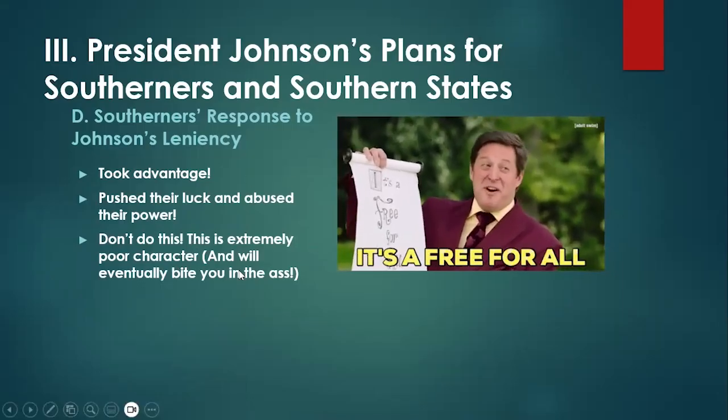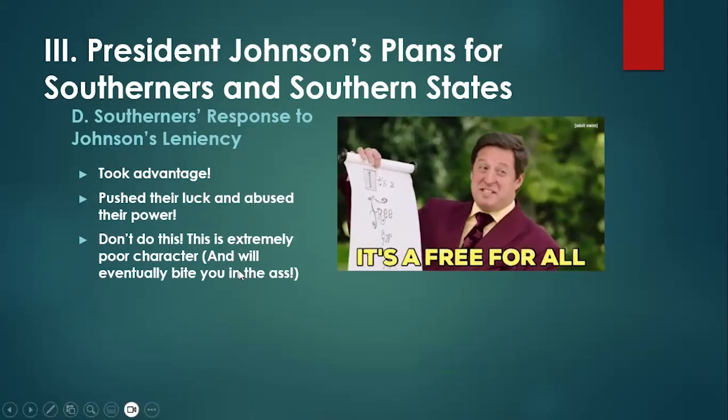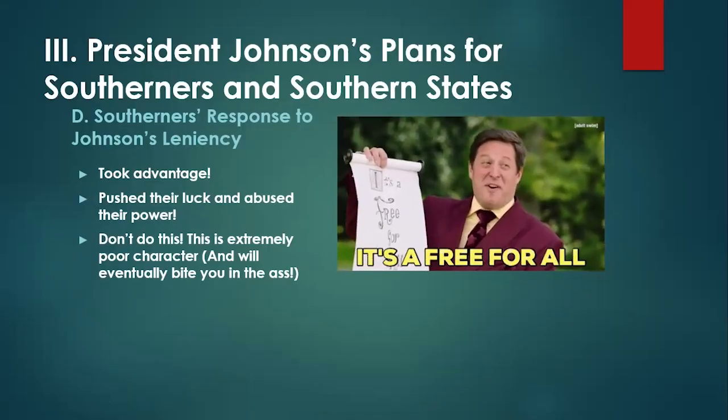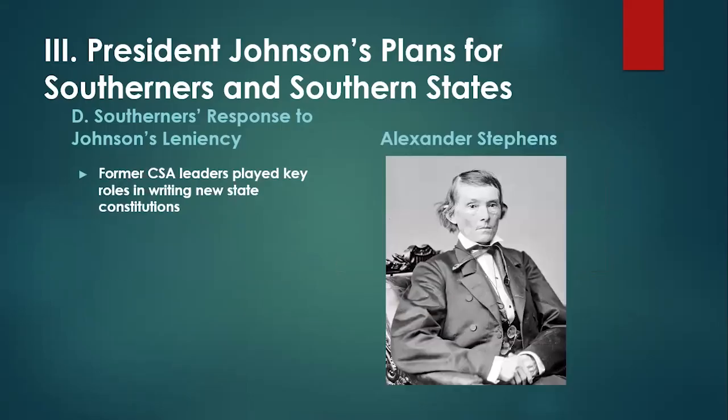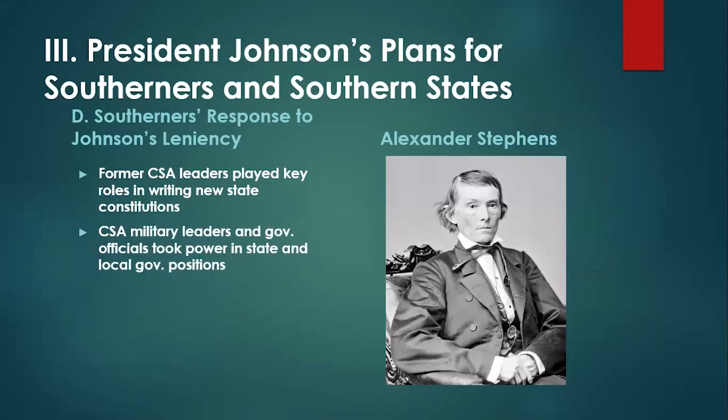Choosing to be lazy and take a free for all and take advantage of somebody's leniency or somebody not being there breathing down your neck will eventually bite you in the ass, as we'll see it does for these Confederates here. But how are they taking advantage? We see that former Confederate leaders were playing key roles, for example, in writing these new state constitutions that Johnson was requiring them to write. They were leading in many cases the constitutional conventions that were writing these constitutions.